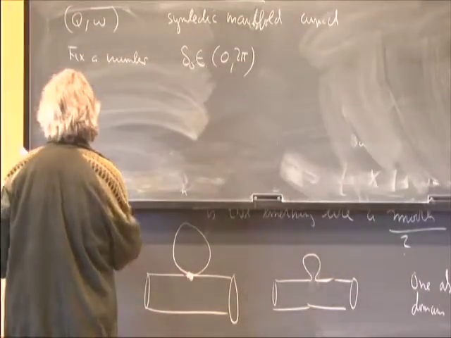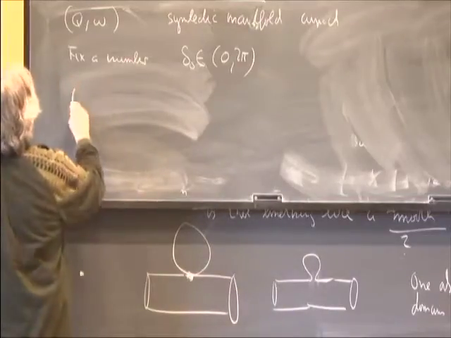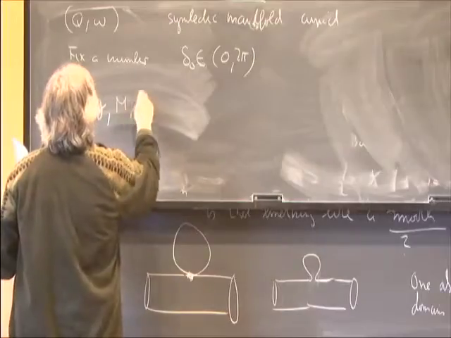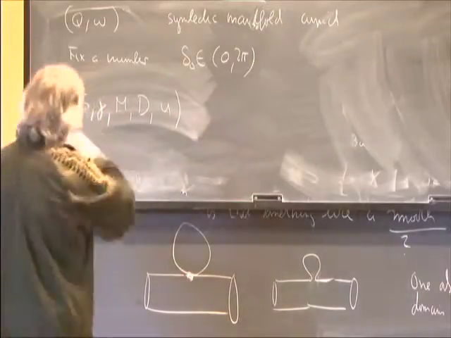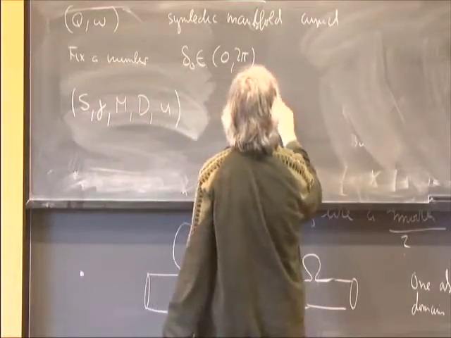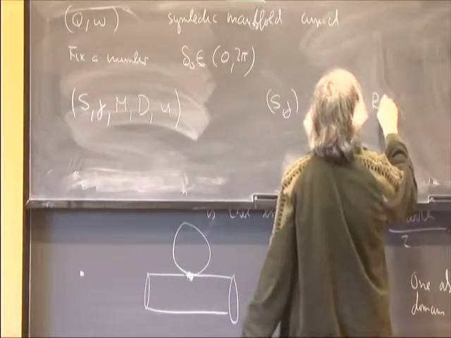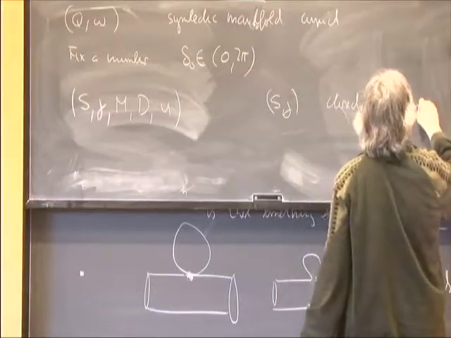And now here are the objects: (S, j, M, d, u), which I'm explaining now. So S, j is a closed Riemann surface. I will draw you a picture. It might have different components.